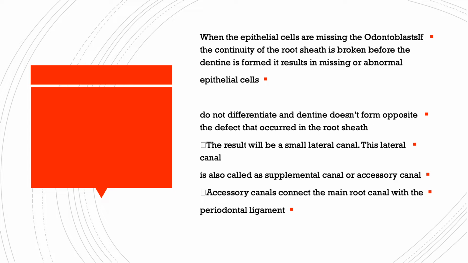If the continuity of the root sheath is broken before dentin is formed, it results in missing or abnormal epithelial cells. With missing or abnormal epithelial cells, there will be no differentiation of the odontoblasts, and the dentin does not form opposite the defect that occurs in the root sheath. The result is what we call a lateral canal, supplemental canal, or accessory canal, and this accessory canal connects the main root canal with the periodontal ligament.